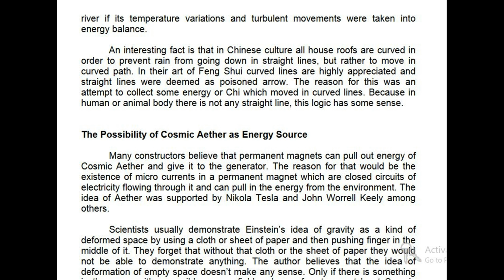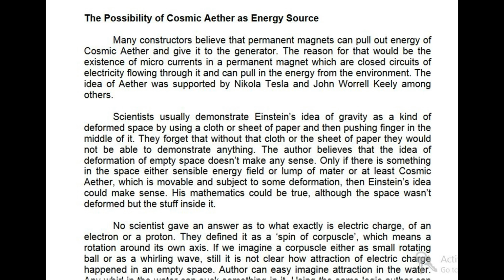Scientists usually demonstrate Einstein's idea of gravity as a kind of deformed space by using a cloth or sheet of paper and then pushing a finger in the middle of it. They forget that without that cloth or the sheet of paper they would not be able to demonstrate anything. The author believes that the idea of deformation of empty space doesn't make any sense. Only if there is something in the space, either a sensible energy field or lump of matter or at least cosmic ether, which is movable and subject to some deformation, then Einstein's idea could make sense. His mathematics could be true, although the space wasn't deformed but the stuff inside it.